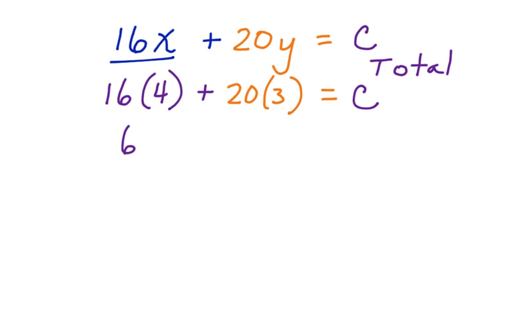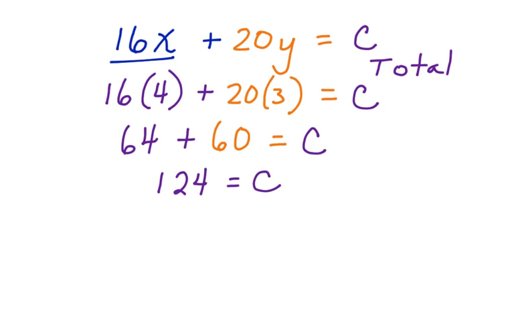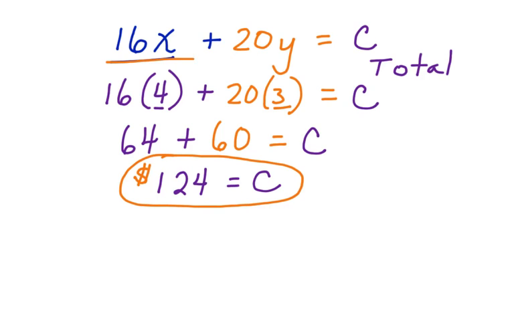16 times 4 is 64, plus 20 times 3, which is 60, and that is equal to c, the total amount of money. When we add 64 and 60, we get 124 is equal to c. So we can say that in this situation, where Vasquez did 4 gardening jobs and 3 handyman jobs, the total amount of money he would earn would be $124. This linear model of the equation in standard form has been used to represent this real-world situation.